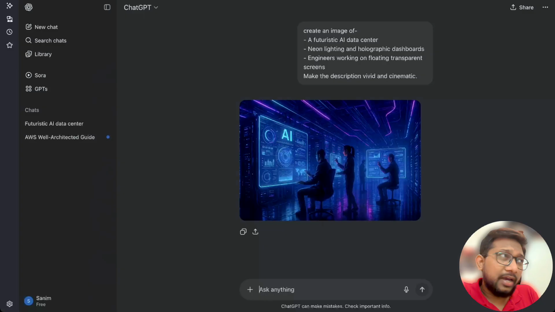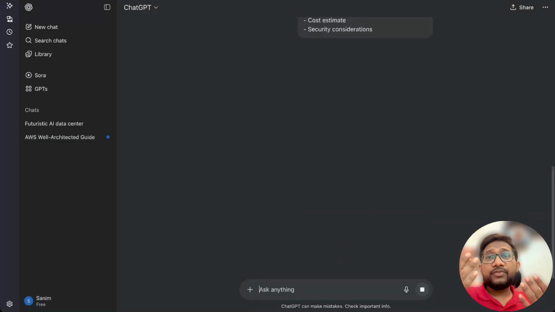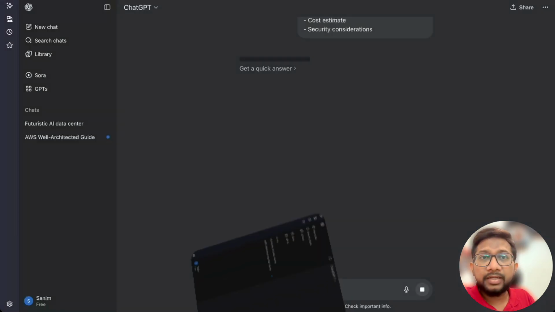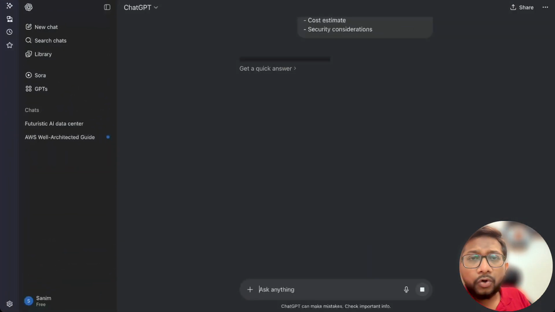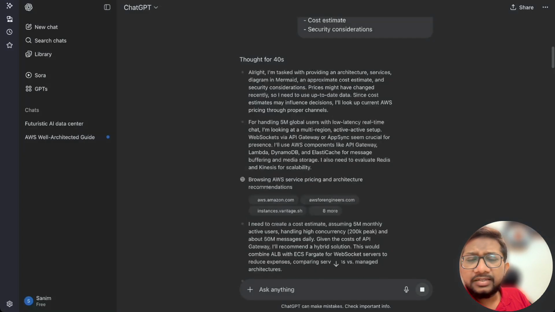And the sixth one, and the most important one to me, expert level domain advice. For the final test, I asked GPT-5 to design a complete architecture for a real-time chat application serving 5 million users globally. This is the kind of complex, multifaceted problem that requires expertise across multiple domains. And GPT-5 thought for 40 seconds before responding. That thinking time actually gave me confidence. This is not a simple question that should have a quick answer.